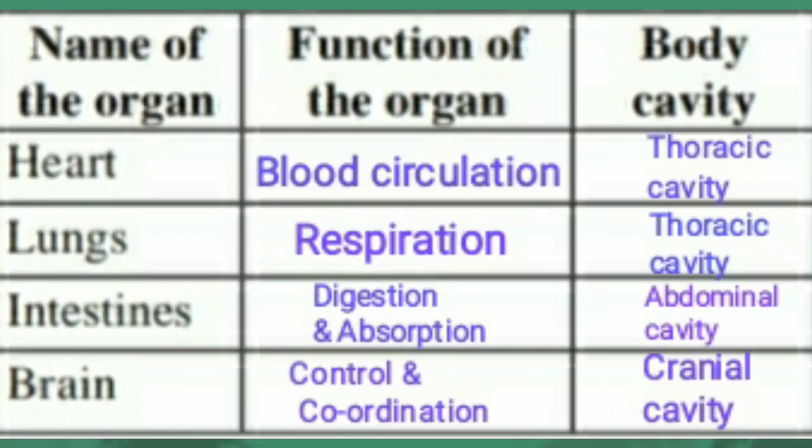The function of our heart is to pump blood to all parts of the body, that is, blood circulation. The body cavity in which the heart is protected is called the thoracic cavity. Lungs perform the function of respiration and are also protected in the body cavity called the thoracic cavity. Our intestines perform the function of digestion of food and absorption of the essential nutrients in our body thereafter. Intestines are protected in the body cavity called the abdominal cavity.